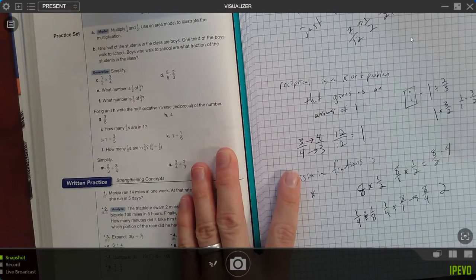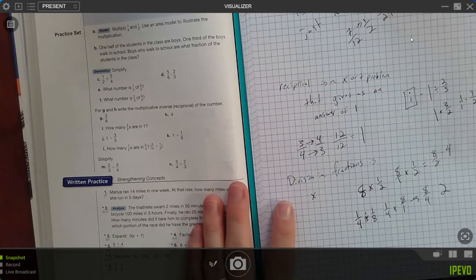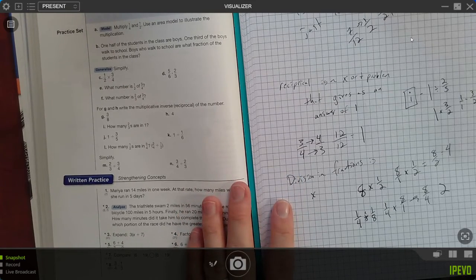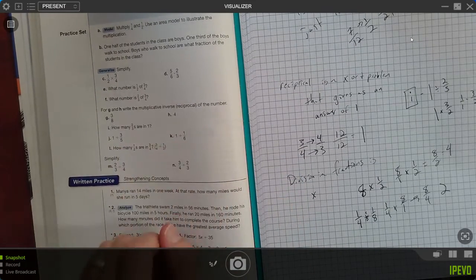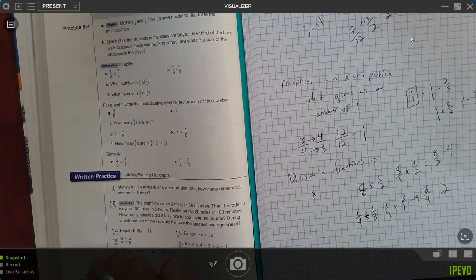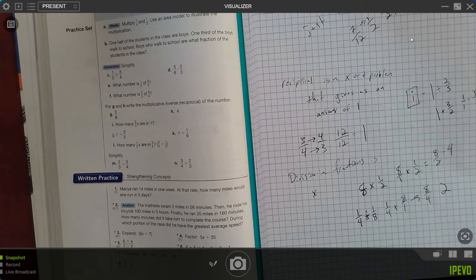Interesting. Okay. Now, I don't like that they're using 1. 1 is a funky one for me. Okay. Anyway, that is it for here.